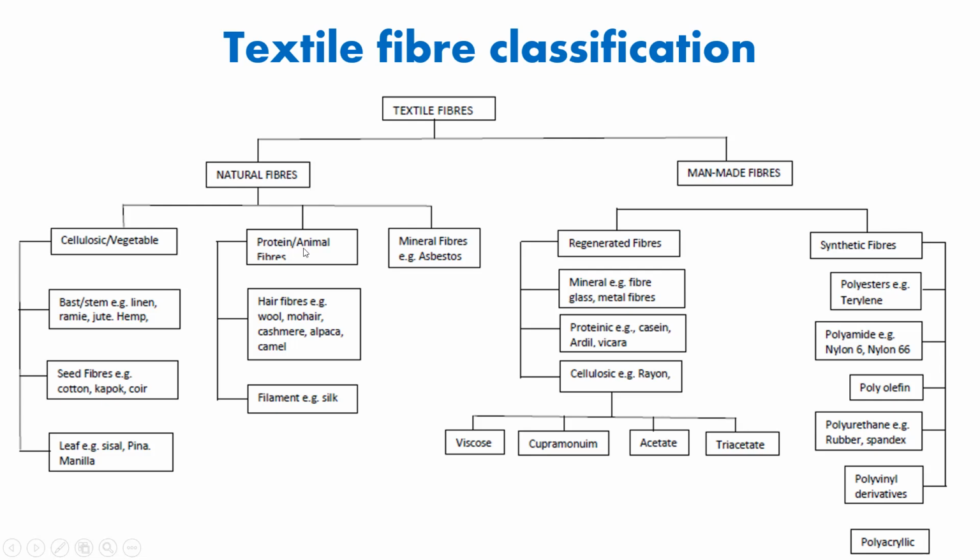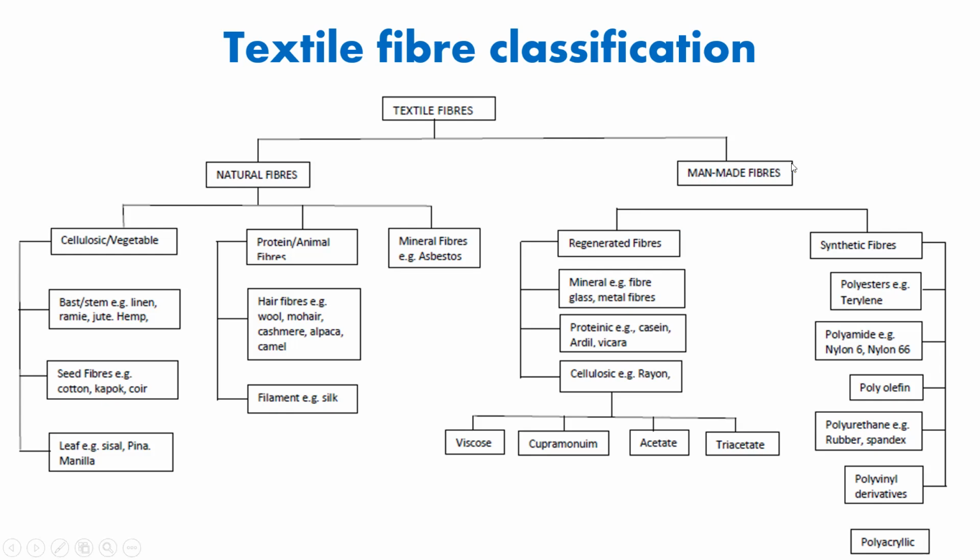And the animal fibers are also divided into two. Now the hair fibers, for example, you have wool, mohair, cashmere, alpaca, and camel. Then you have filament fibers; for filament fibers, we have silk. Later you will discuss this. This one forms the staple fibers, and this one the filament fibers. The difference between staple fiber and filament fiber is that the staple fibers are short in length, and filament fibers are long and continuous fibers. Later we shall learn more about it.